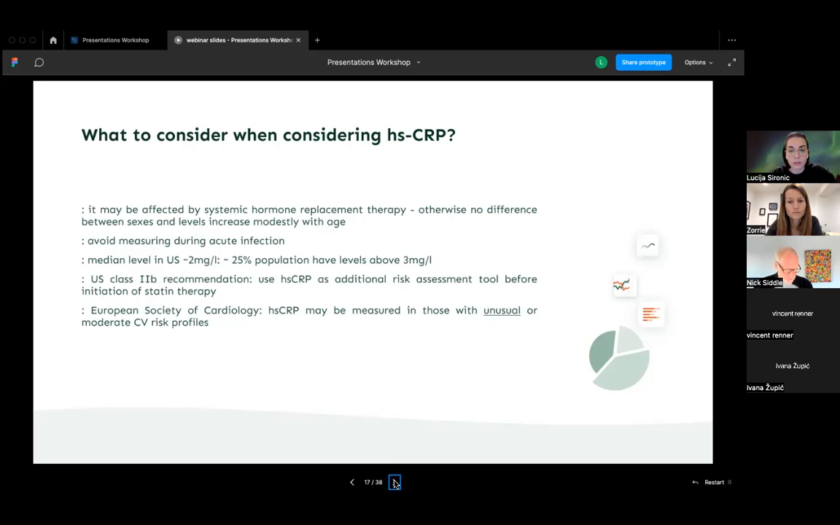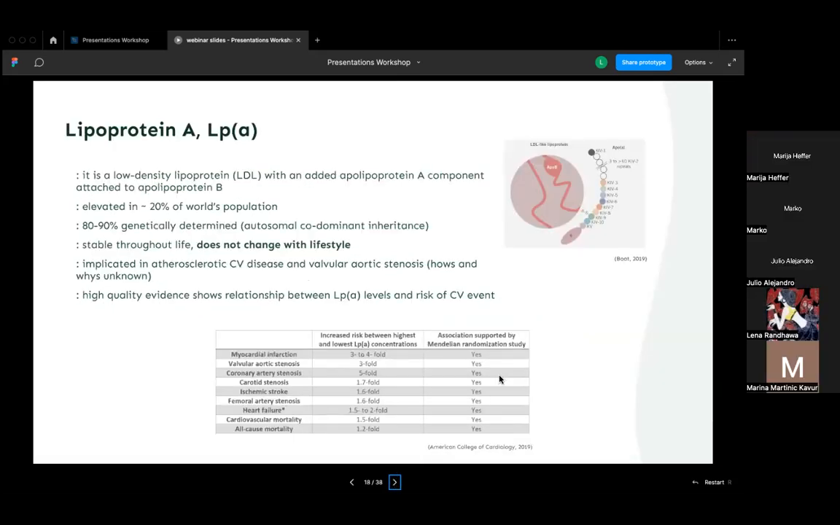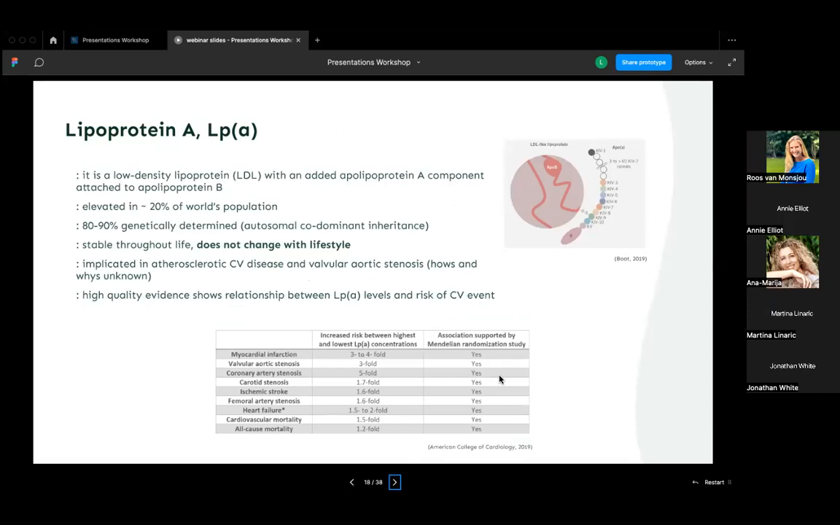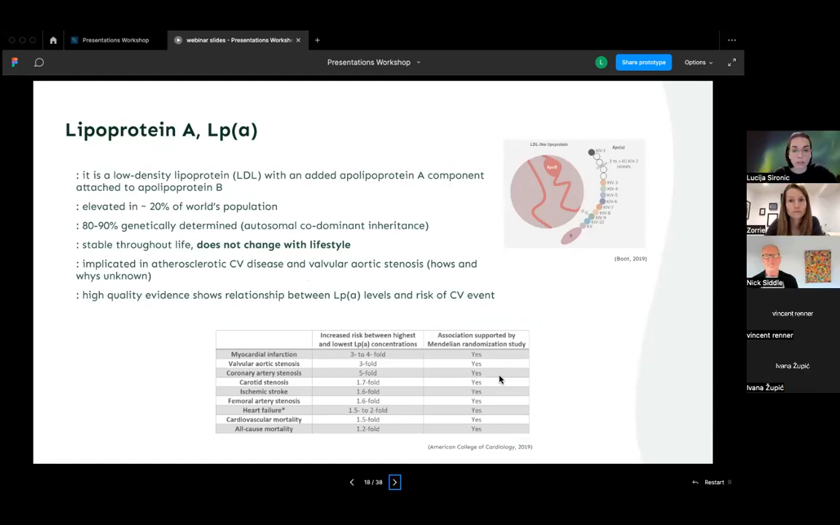And that again goes hand in hand with our lady's case. The next biomarker that could be useful in the case of a 51-year-old female is lipoprotein A. As you can see from this diagram, this is an LDL-like lipoprotein, and lipoprotein A will basically have another tail, which is an apolipoprotein A that is connected to the LDL via a disulfide bridge.